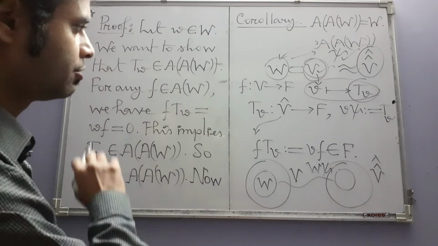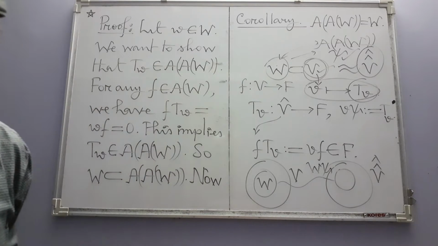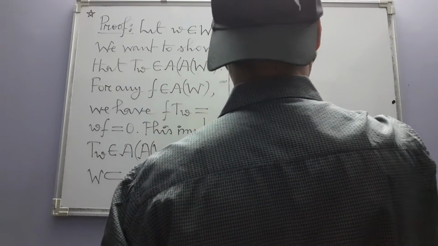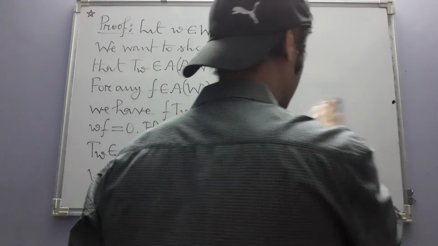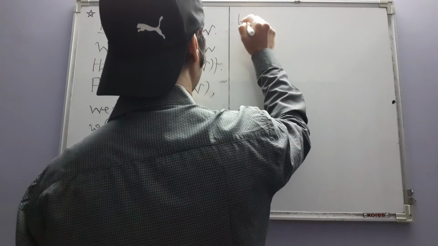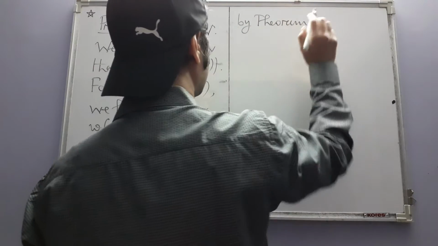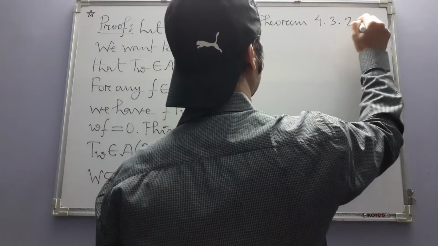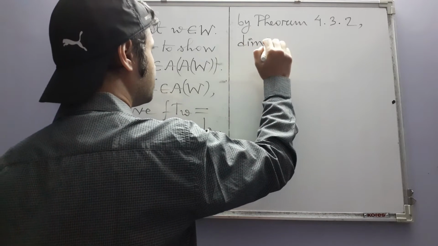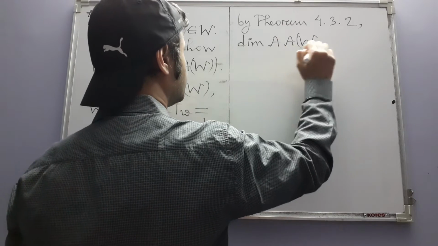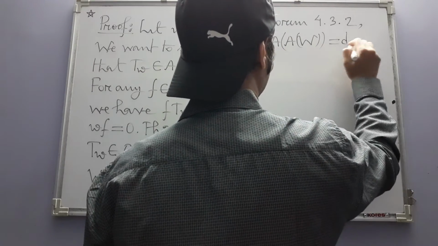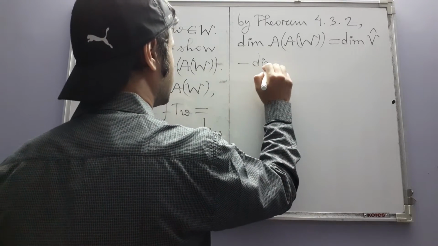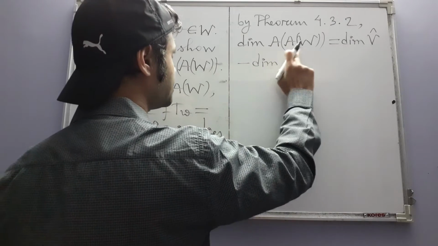Now we are going to use the previous theorem. Theorem, is it 4-3? Yes, 4-3-2. What is the dimension of the annihilator of the annihilator of W? According to the theorem, it's equal to the dimension of V hat minus the dimension of the subspace whose annihilator we are talking about, and that subspace is A of W.